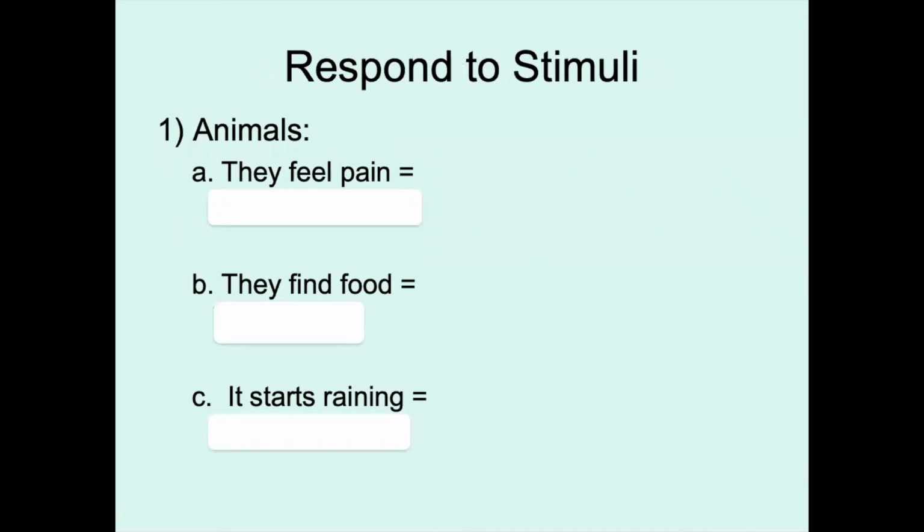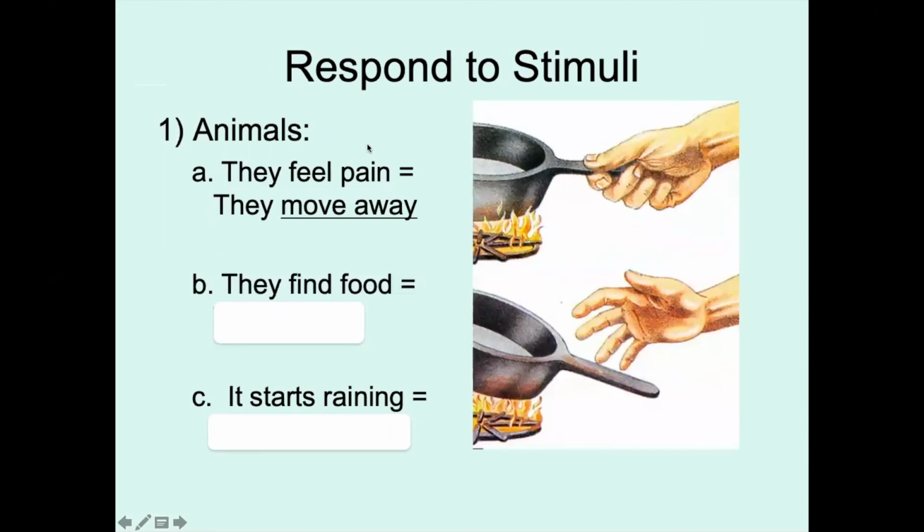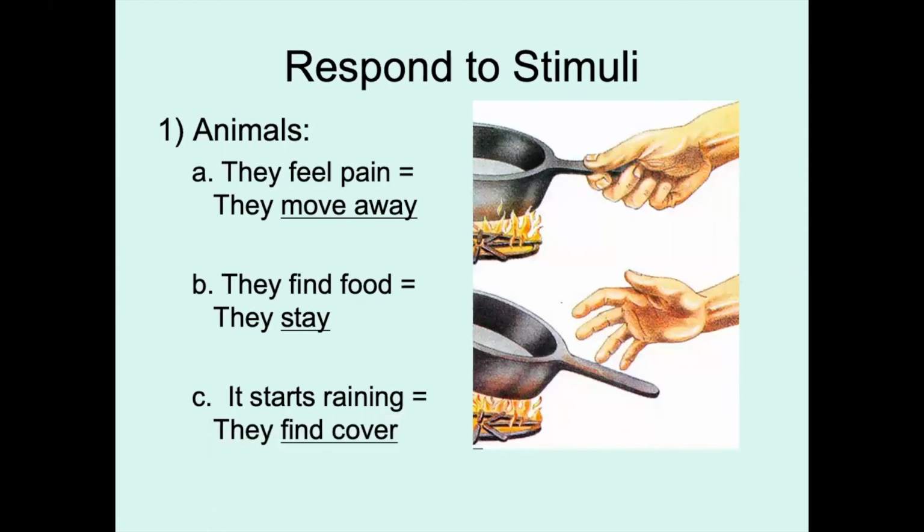For example, animals. They feel pain. What are they going to do? Any number of things, but they are detecting pain. So I said, move away. Like, ow! All right? That is detecting and responding to stimuli. Here's another example. They find food, maybe they stay. Not doing anything can be a response. If it starts raining, they're detecting the raindrops and the cold and the discomfort. So they find cover. That is a response.